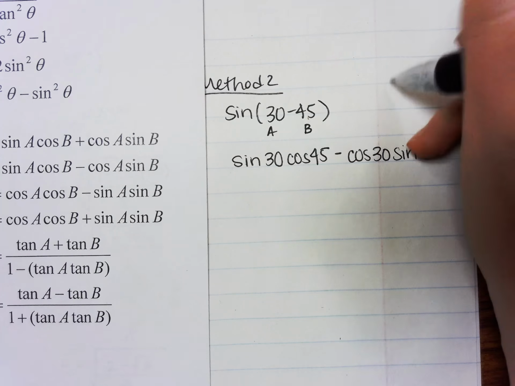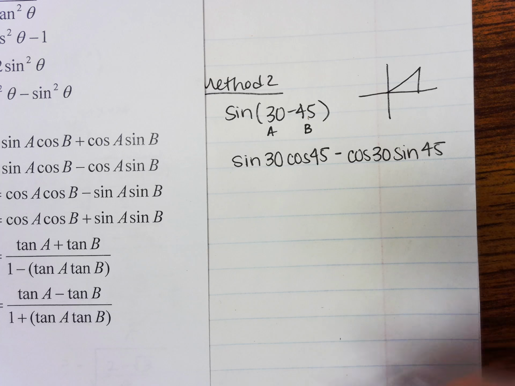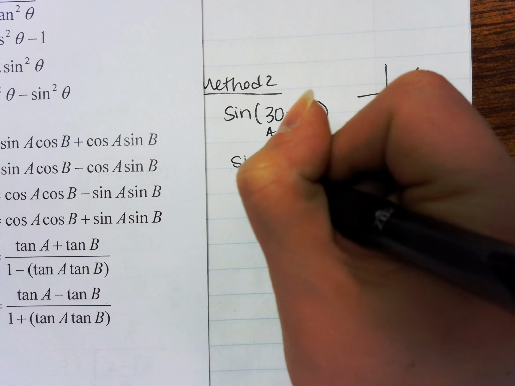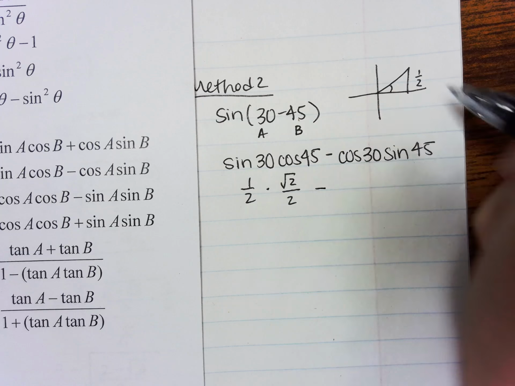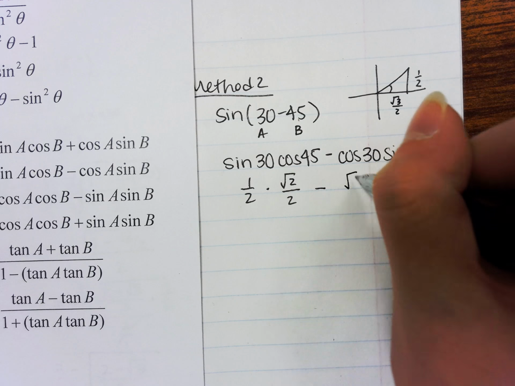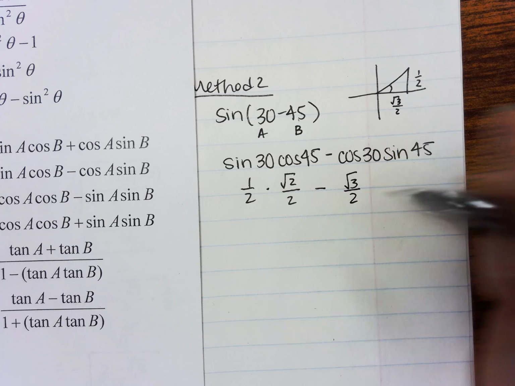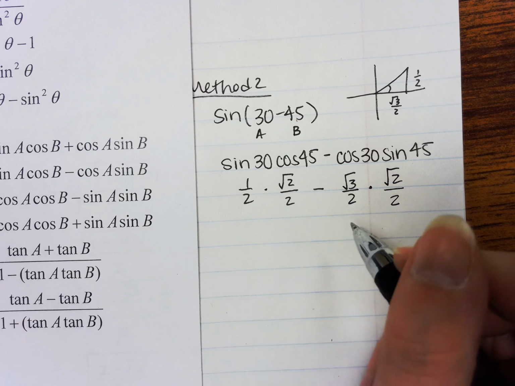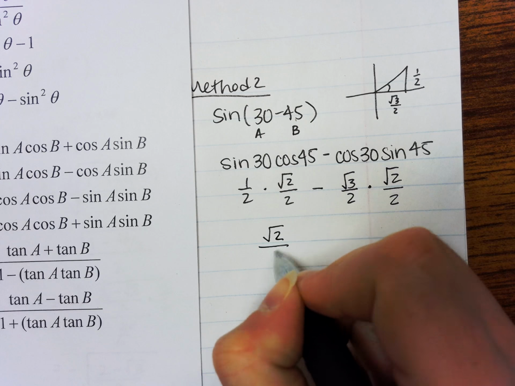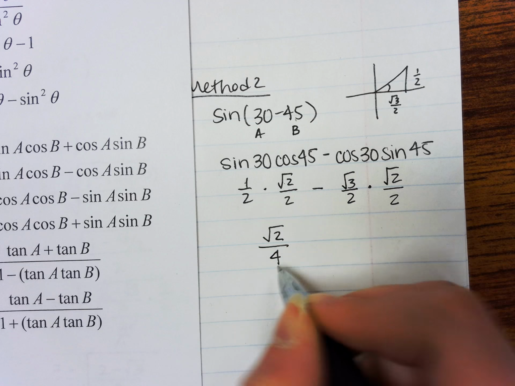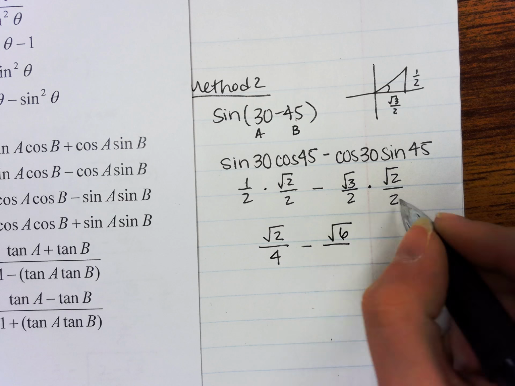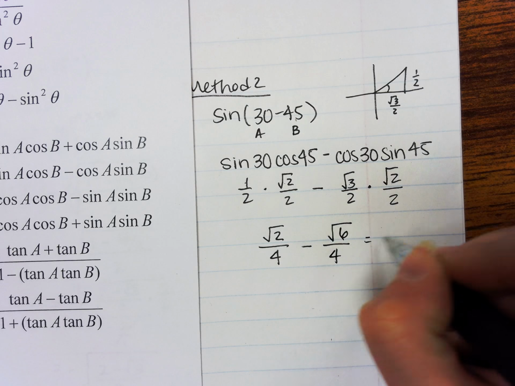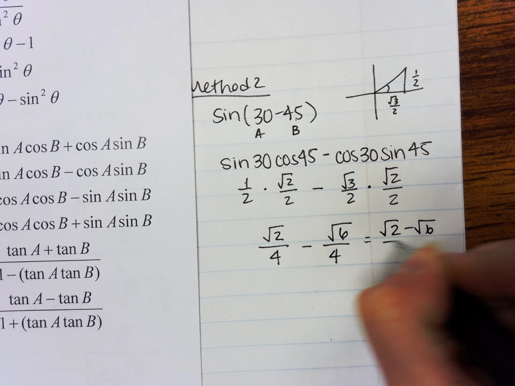And the sine of 30 degrees in our reference triangle is 1/2. Cosine of 45 is root 2 over 2. Cosine of 30 degrees in my same triangle is root 3 over 2. And the sine of 45 is root 2 over 2. And if we multiply out the tops, we have root 2 over 4. 1 times root 2 is root 2. 2 times 2 is 4. Minus root 3 times root 2. Multiply the insides, 3 times 2 is 6. Multiply the denominators is 4. So we get root 2 minus root 6 all over 4.